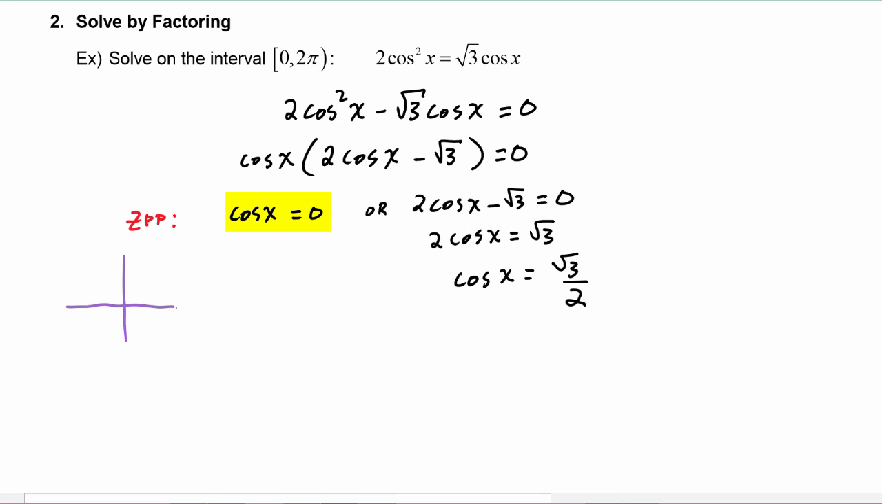We have cosine of x has to equal 0. Well, we know that the cosine is 0 here and here. Since we're in radians, this is going to be at pi over 2, and this one will be at 3 pi over 2. So from this equation, we're going to get two solutions. X is equal to pi over 2 or 3 pi over 2.